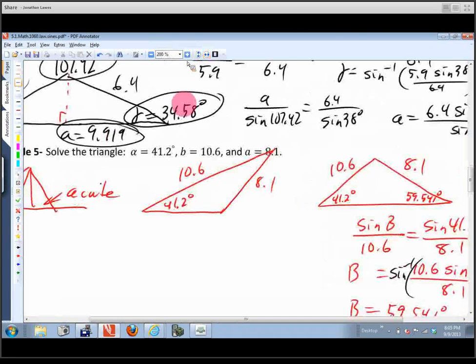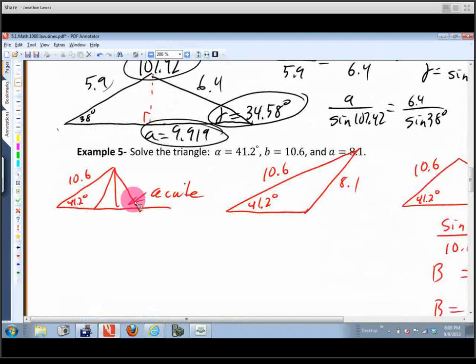If I can find this angle right here, and remember, this side is 8.1 on both of them. Those two are the same. How does this angle relate to that angle? Well, this triangle is an isosceles triangle. Remember, the base angles of an isosceles triangle are equal. So if this is 59.4, whatever it was, this is going to be 59.4, whatever it is.